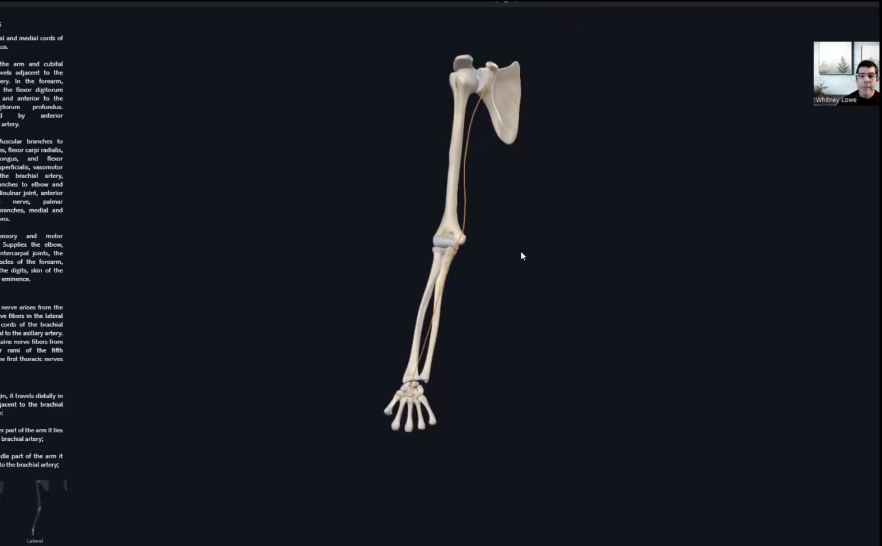So I want you to keep in mind the pathway of the median nerve as we look at some of these different positions that are used for some of the common assessment procedures and what we're going to do to change them. So let's go take a look at that.